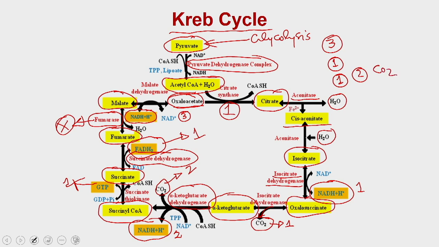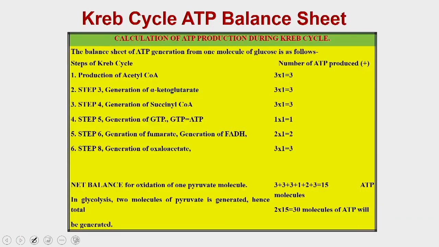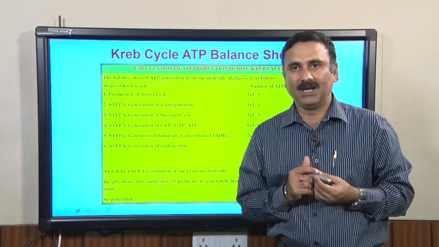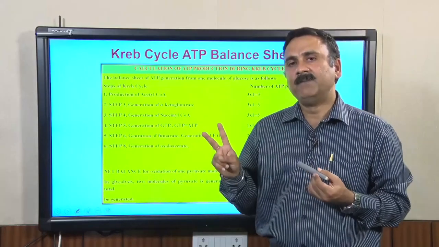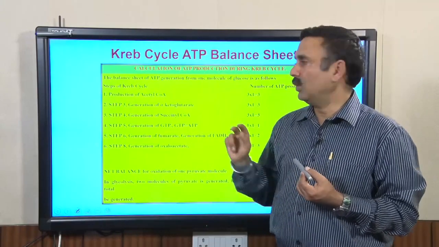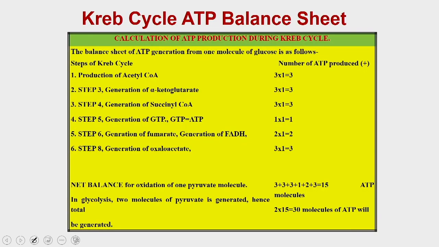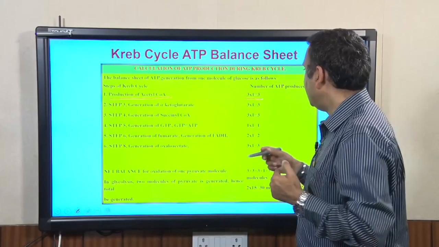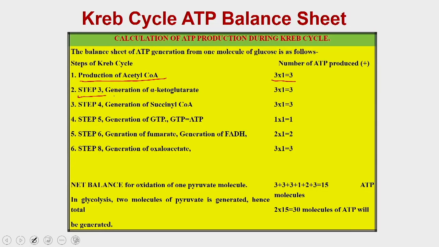Let's see what is the balance sheet of the Krebs cycle. So in a balance sheet of the Krebs cycle, you always remember that you have generated two molecules of pyruvate from one molecule of glucose. So the initial reaction is that first acetyl CoA is generated. You have seen that when the pyruvate got converted into the acetyl CoA, it generated one molecule of NADH. Then in step 3, when there was a generation of alpha ketoglutarate, another NADH is being generated. So this is the first NADH, this is the second NADH.